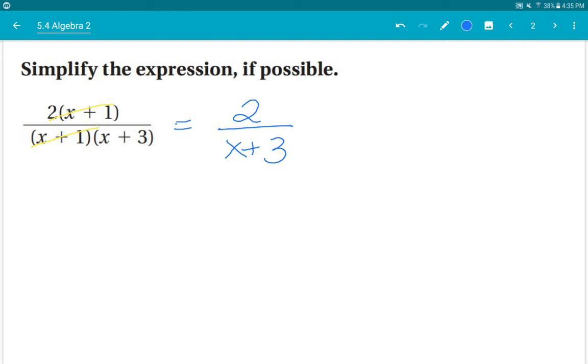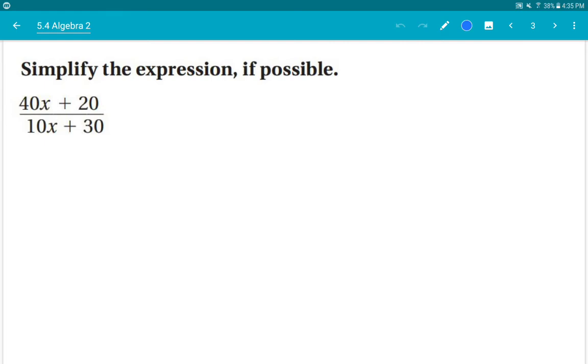All right, so let's look at the next example. Here, simplify the expression if possible. We have 40x plus 20 over 10x plus 30. This one, unlike the one before, is not in factored form. This is where brushing up on all those skills of factoring from earlier in the year is going to be very, very important. We're going to be doing a ton of factoring in this chapter.